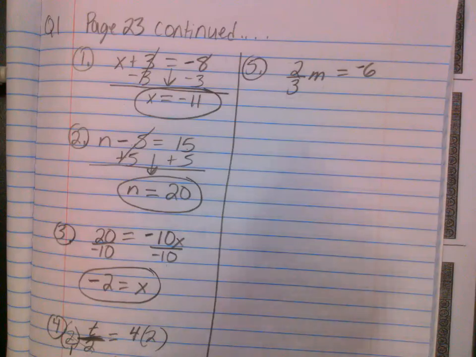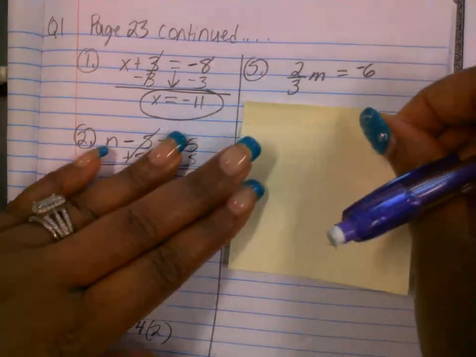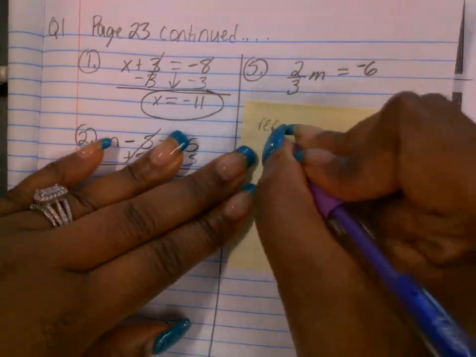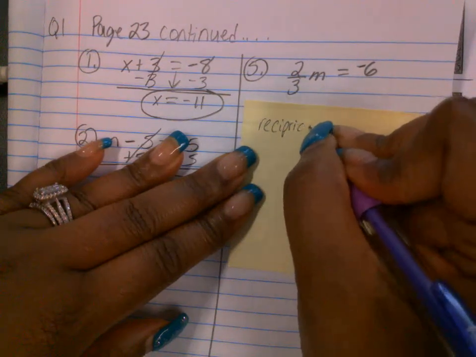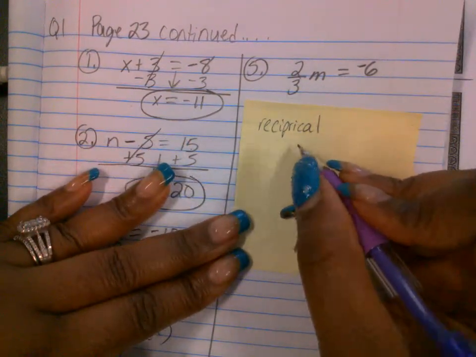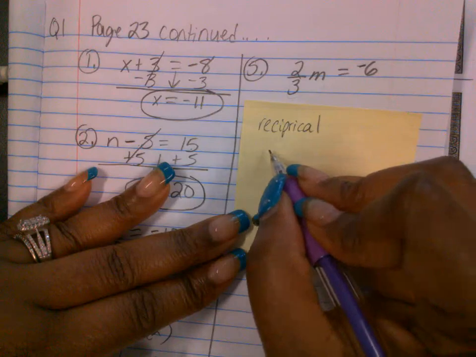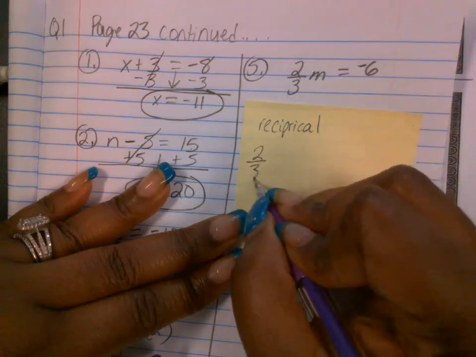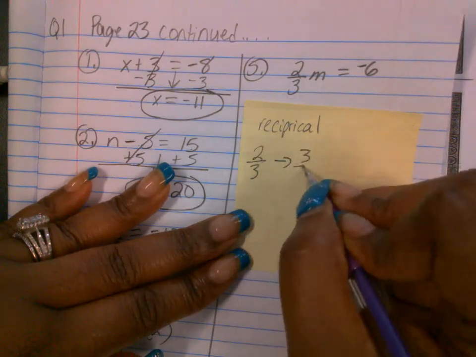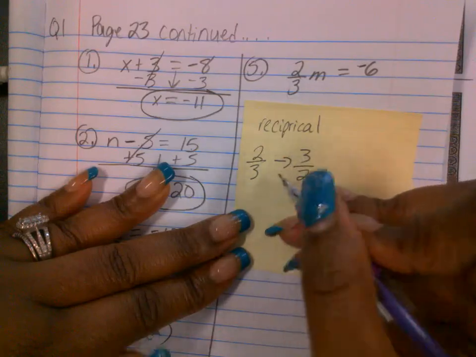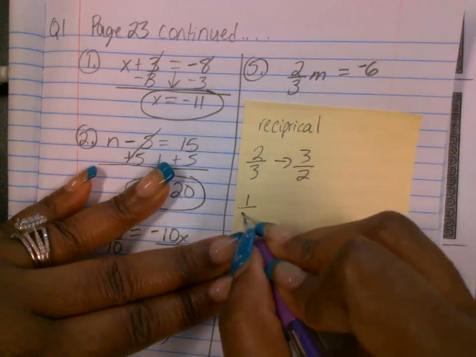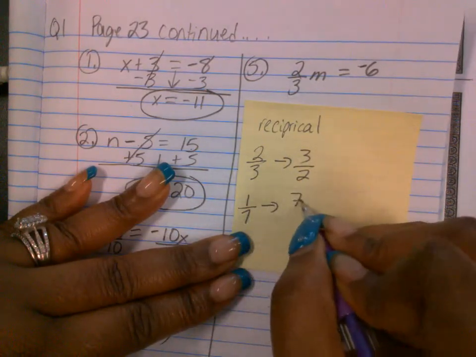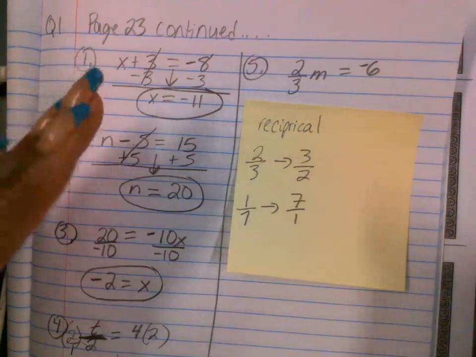Oh my God, y'all. Look at this. The reciprocal, I think that's spelled right. The reciprocal of a number, 2 over 3, is 3 over 2. You see how I just flipped it? The reciprocal of 1 over 7 is 7 over 1, or just 7.